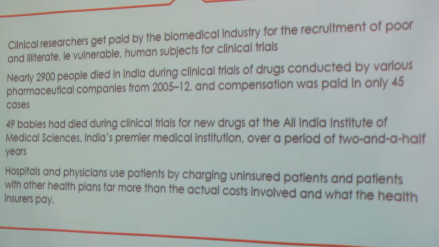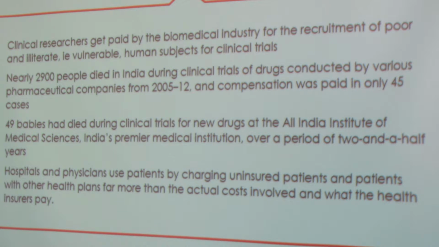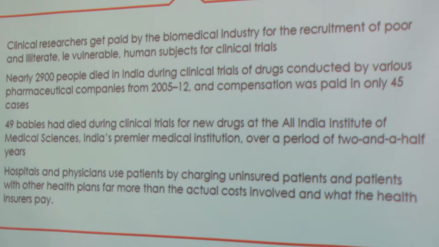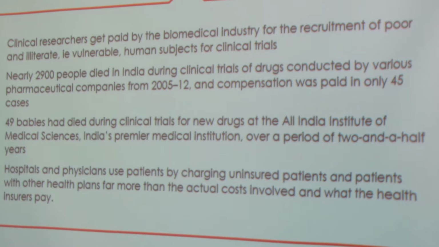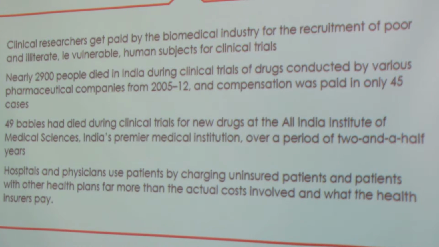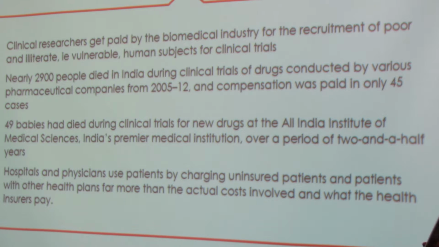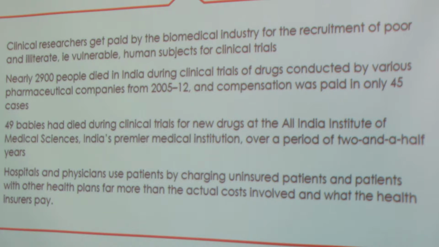49 babies had died during clinical trials for new drugs at the All India Institute of Medical Sciences, which is considered a premier medical institution in India, over a period of 2.5 years. Hospitals and physicians exploit these patients by charging uninsured patients more than they should be charged compared to people that do have health plans. So they're poor, they won't be able to afford such prices, but they're being overcharged anyway.